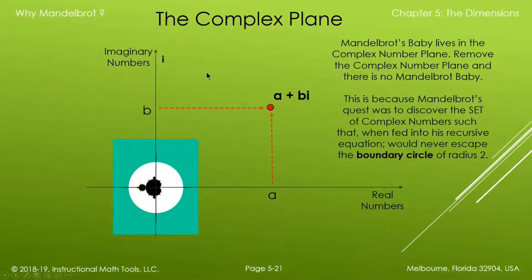Let's change the subject momentarily to the complex plane. The complex plane consists of real numbers and imaginary numbers, and any point on the plane will have a certain real component and an imaginary component. Mandelbrot did most of his work within this circle of radius 2. Anything outside the circle of radius 2 was of no interest to Mandelbrot. In fact, his quest was to discover all of the black pixels within this circle, and that is what he called set C.